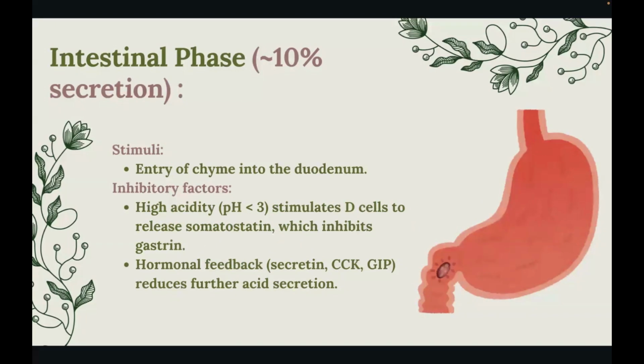Obviously, it cannot put the food back to the stomach. So, what is going to happen? The D cells are going to be stimulated to release somatostatin. And as we said, somatostatin, what does it do? It inhibits gastrin. And what does gastrin do? Stimulate HCl. So, if we inhibit gastrin, there's no more HCl. And this is what we want. We want the chyme to be alkaline.